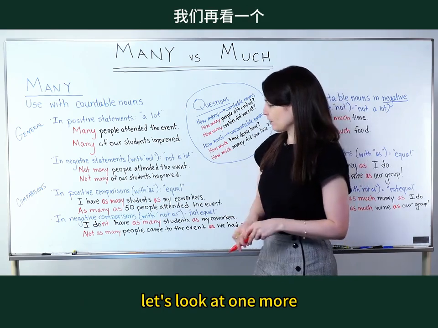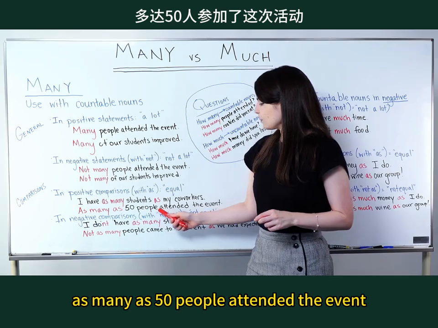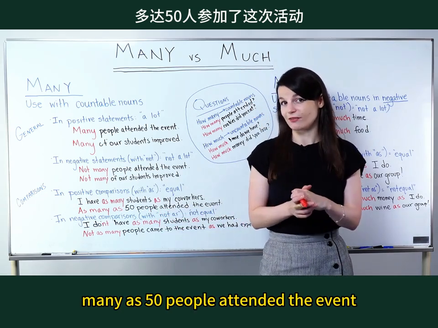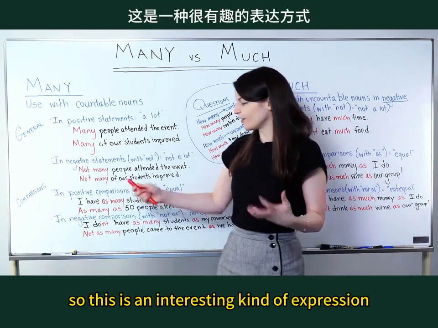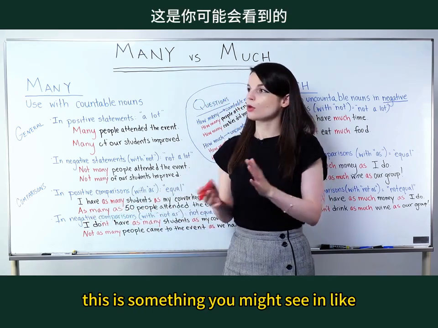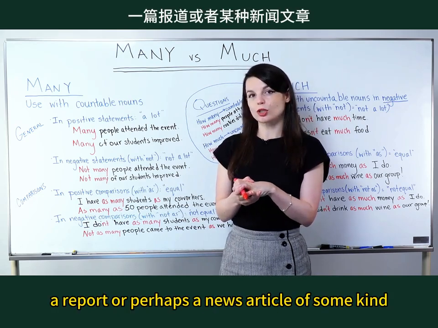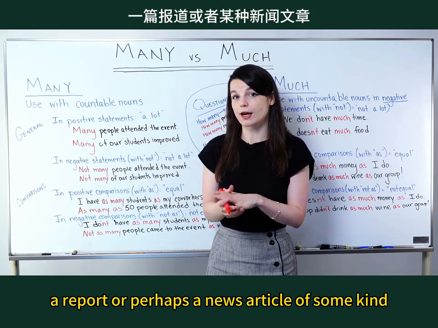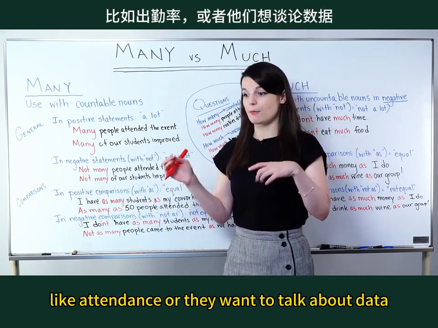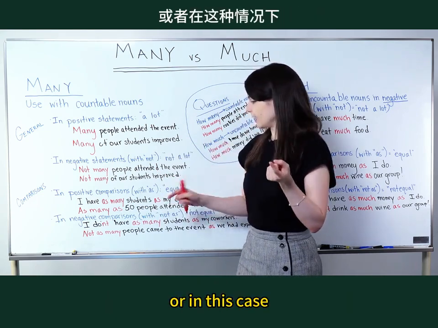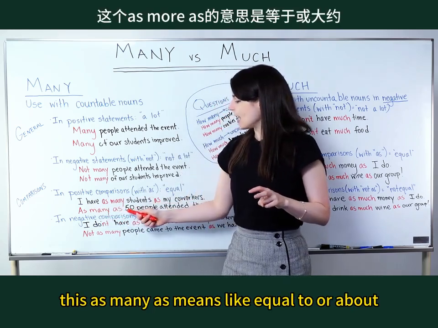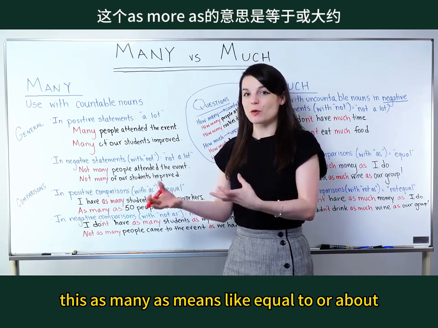Let's look at one more example. As many as 50 people attended the event. So this is an interesting kind of expression. You may see this from time to time. This is something you might see in a report or perhaps a news article of some kind when they want to describe attendance, or they want to talk about data, or in this case, talking about participants in something. This as many as means equal to or about.